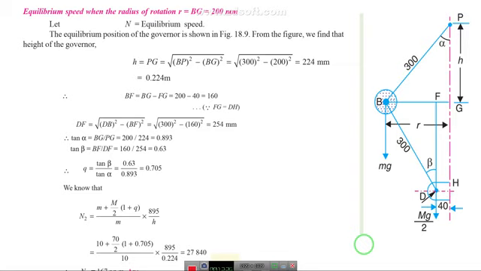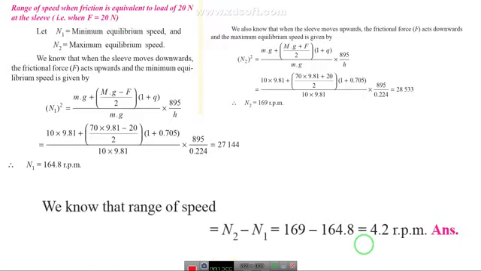From that we can calculate tan alpha and tan beta, relating the triangles BPG and BDF with tan alpha and beta. We can calculate this value, and we can calculate the q value, that is 0.705. Now we can calculate the maximum speed N2, that is (m plus M) by 2 into (1 plus q) divided by m into 895 divided by h. So all the values are known, and you can calculate N2. At the same time you can calculate N1 also.